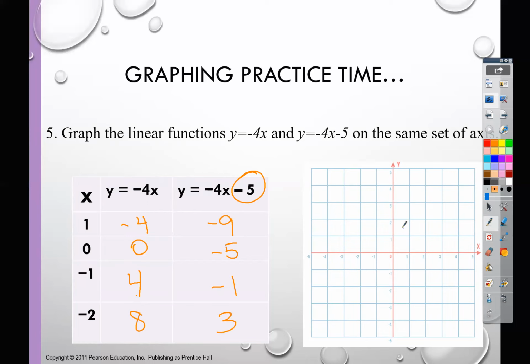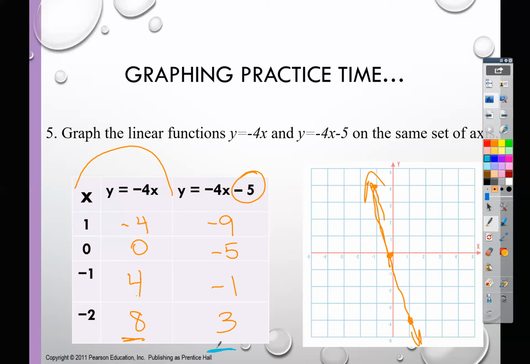Okay, so the first thing that I'm going to do is plot these first two. So 1, negative 4, 0, 0, negative 1, 4, negative 2, 8 is off of the graph, so I'm not even going to bother graphing that one. And let me try to get it straight. Oh, that's horrible. That's really a bad line. I apologize. Okay, and then I'm going to do this one in a prettier blue.